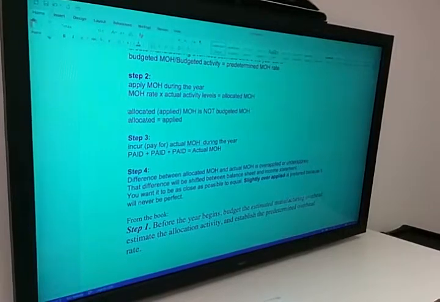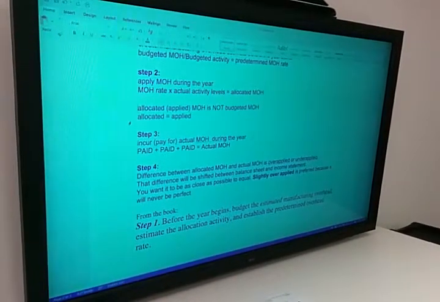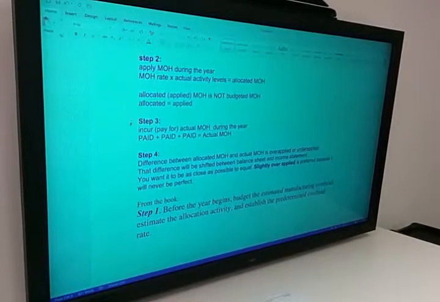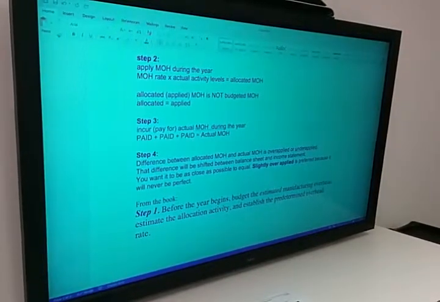This is just a note, I guess, I had in there. Allocated or applied manufacturing overhead is not the budgeted manufacturing overhead. Allocated is your applied.